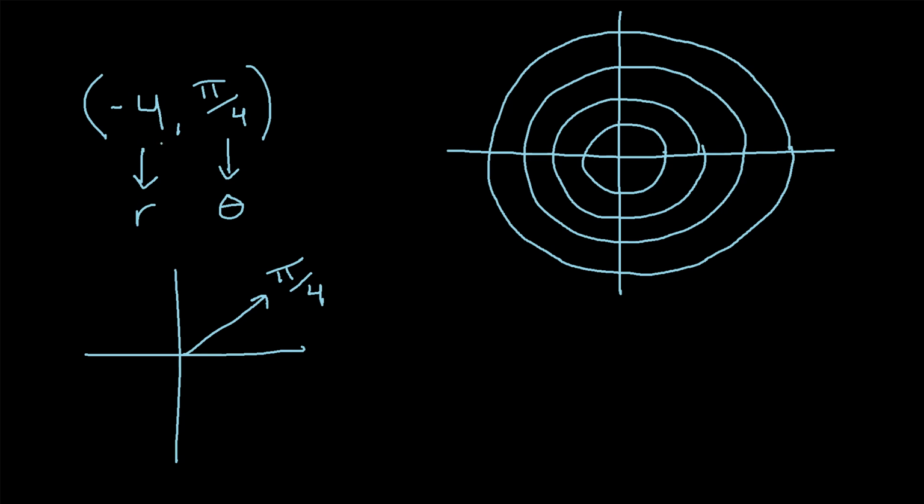Let's imagine that it's a 4. So if it were a 4, we would plot it at the angle pi over 4 on the circle that has a radius of 4. So this one right here. But since we have a negative 4, we actually have to go in the complete opposite direction. So we're going to go all the way over here. So the point that we'll plot will actually land right here. So keep that in mind when you're given a radius that has a negative value.